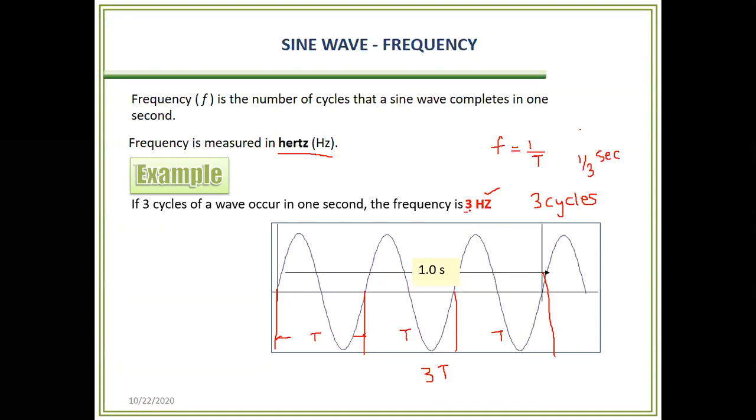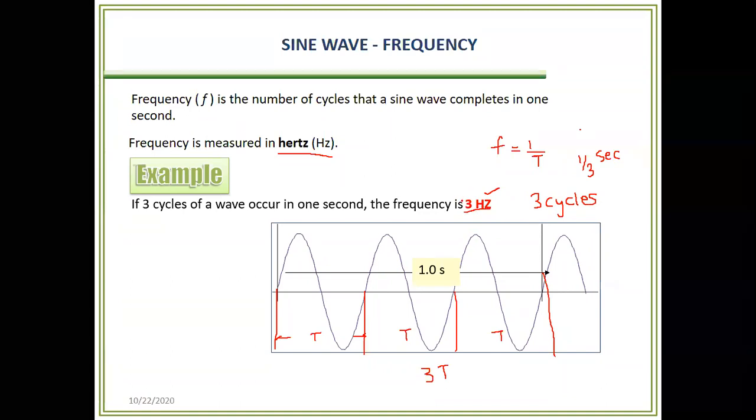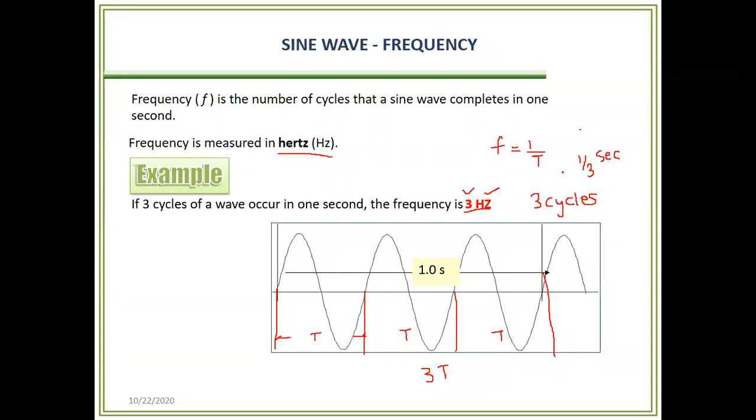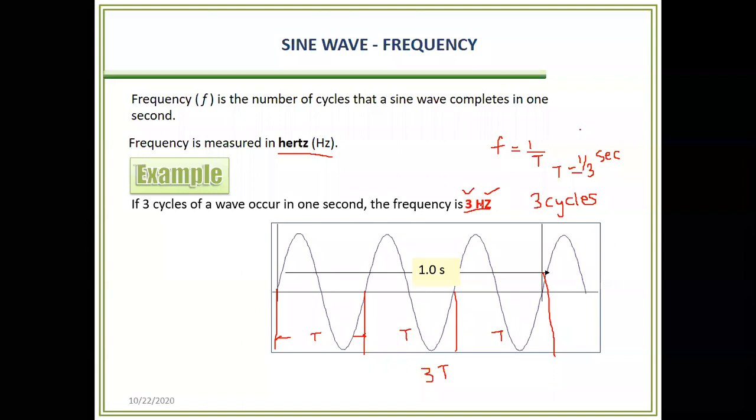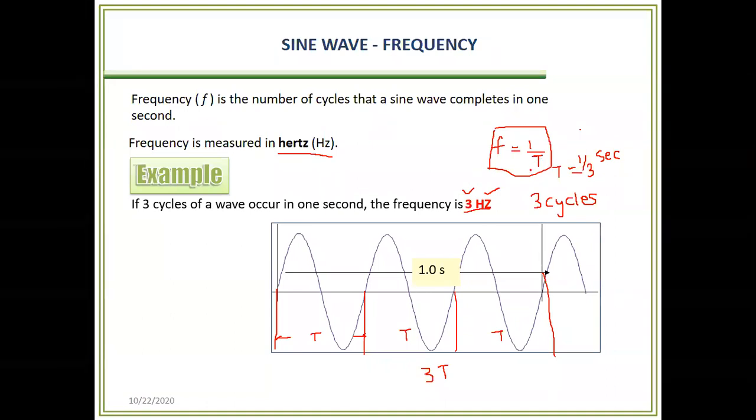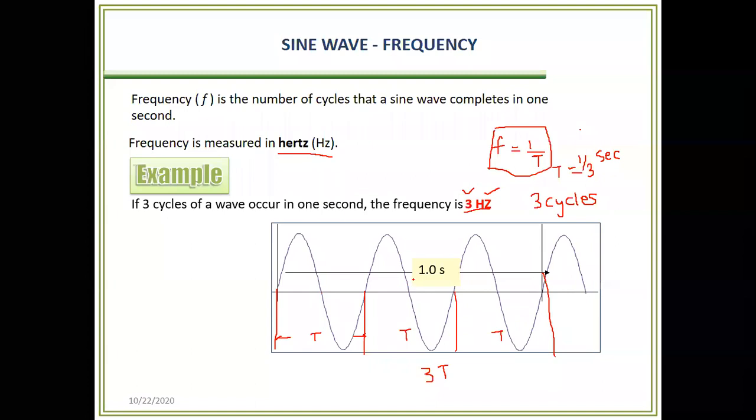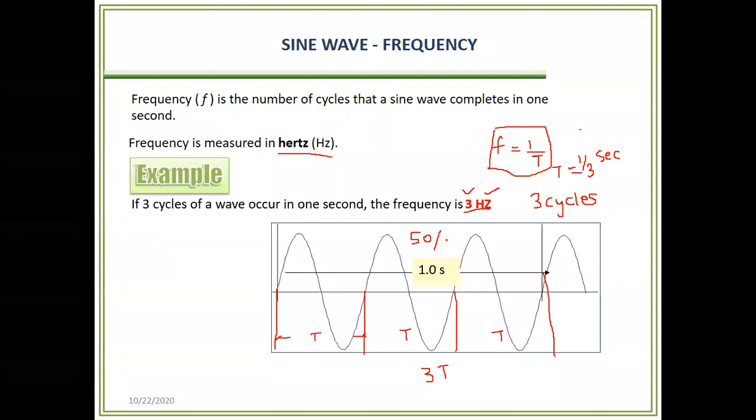So he means to say the waveform is completing 3 cycles in 1 second. So I can say the time taken to complete one cycle is 1 by 3 seconds. So from this I can say frequency is equal to 1 by T. Frequency is inversely proportional to time period. For example, the waveform is able to complete 50 cycles per second.